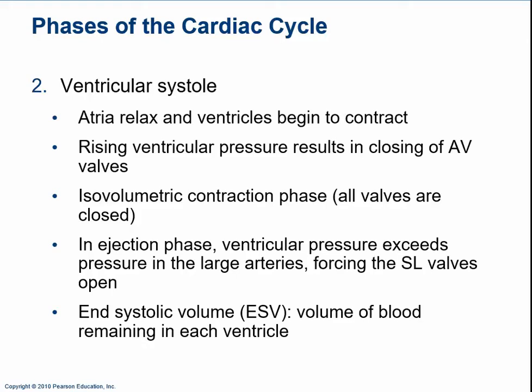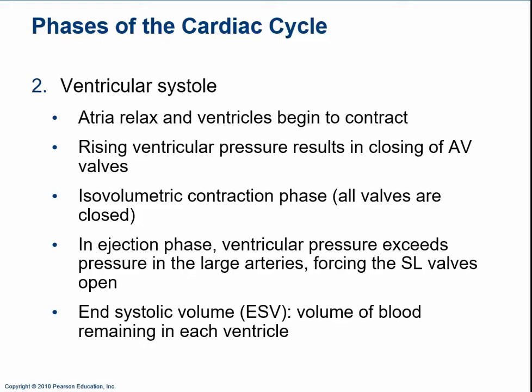Then all of a sudden the semilunar valves open because the pressure in the ventricle exceeds the pressure in the pulmonary trunk and the aorta. As soon as the back pressure on the semilunar valves is less than the pressure in the ventricle, the valves open and blood is ejected from the ventricle into the big arteries. And it squeezes out as long as there's pressure.